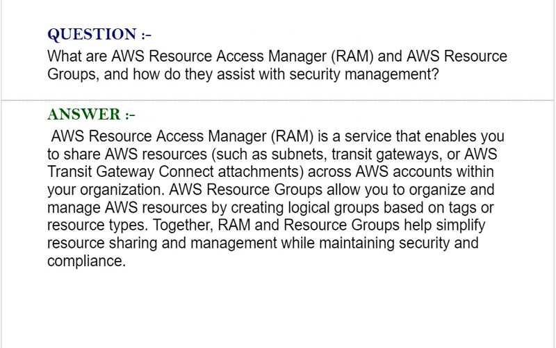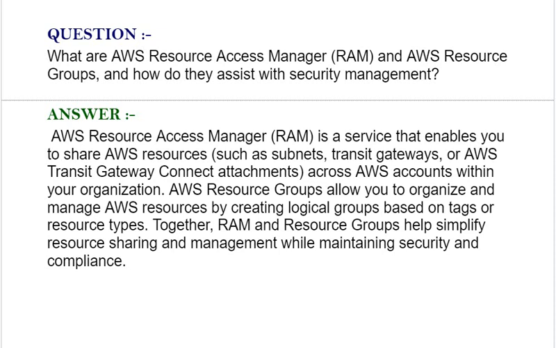Our interview question based on Certified Security Specialty is: what are AWS Resource Access Manager (RAM) and AWS Resource Groups, and how do they assist in security management? Your answer should be: AWS Resource Access Manager (RAM) is a service that enables you to share AWS resources such as subnets, transit gateways, or AWS Transit Gateway Connect attachments across AWS accounts within your organization.